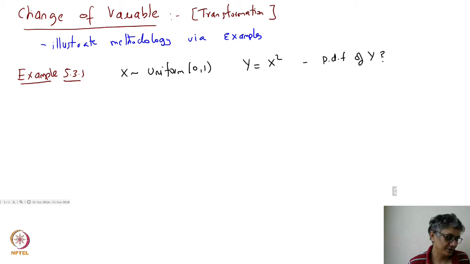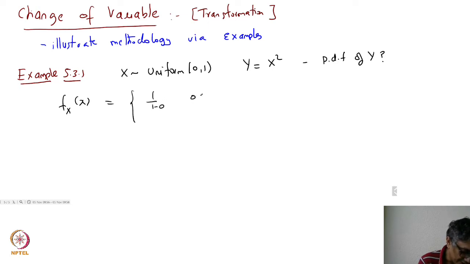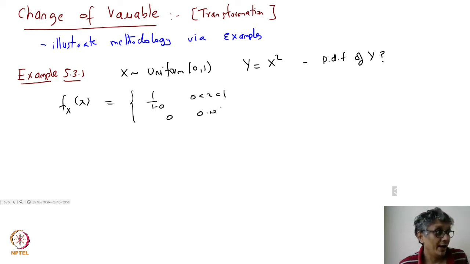That's the first question. Now I know several things, right? I know the PDF of X. So f sub X of x is 1 over b minus a. B was 1, a was 0, so it's 1 over 1 minus 0, for 0 less than x less than 1, and 0 otherwise. This I know for X. Now I know my Y is X squared. So how do I find the density function for Y?